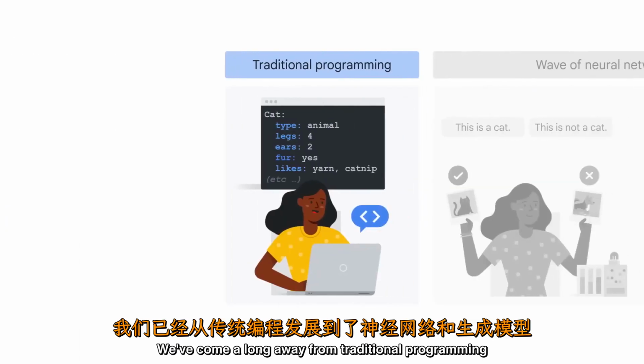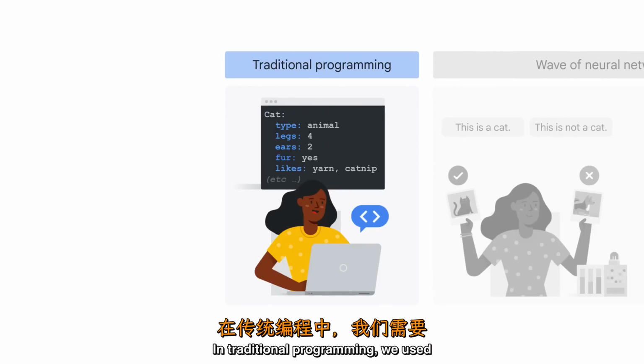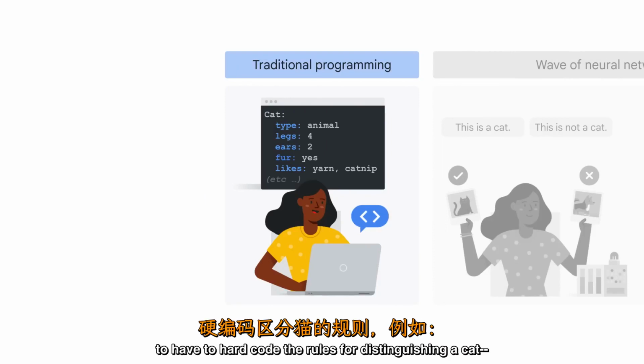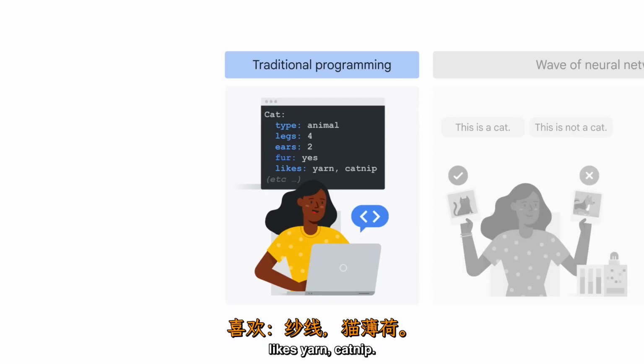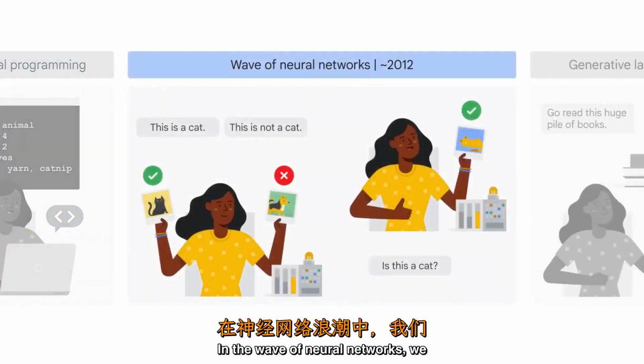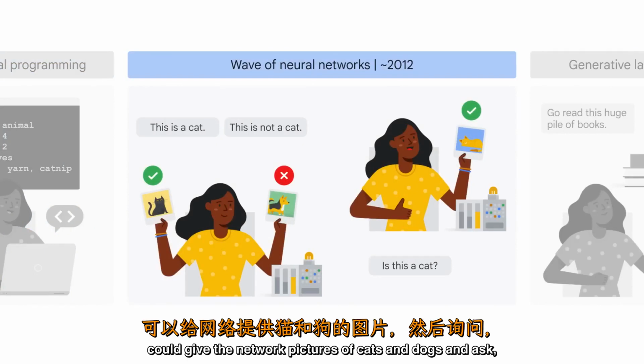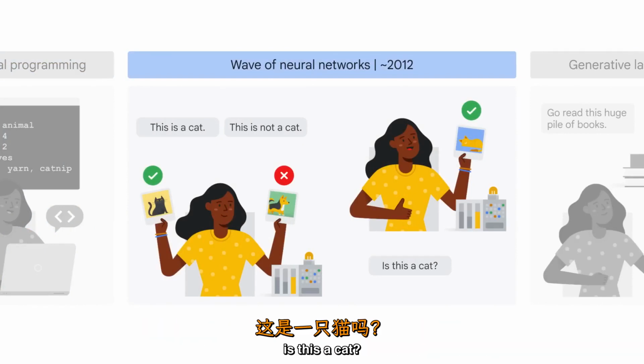We've come a long way from traditional programming to neural networks to generative models. In traditional programming, we used to have to hard code the rules for distinguishing a cat: type, animal; legs, 4; ears, 2; fur, yes; likes, yarn, catnip. In the wave of neural networks, we could give the network pictures of cats and dogs and ask, "Is this a cat?" and it would predict a cat.